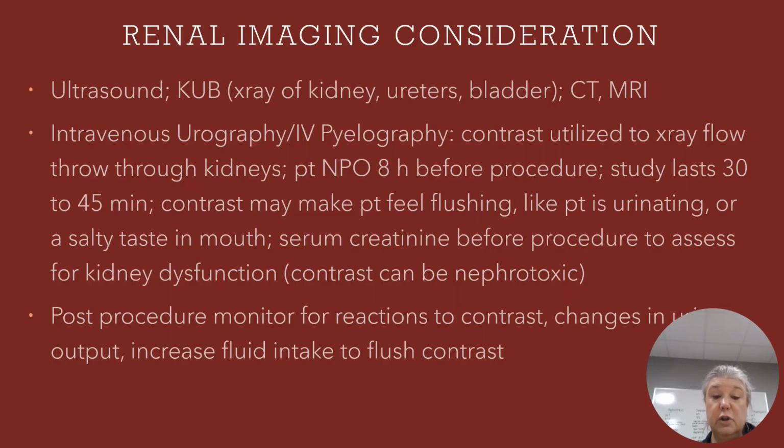Renal imaging. So you can have an ultrasound, an x-ray, a CT, an MRI. When we do an x-ray, we call it a KUB. That's kidney, ureters, bladder. A lot of times when we had feeding tubes, or any sort of tube that's going into the stomach area, we would get a KUB on it to verify placement.